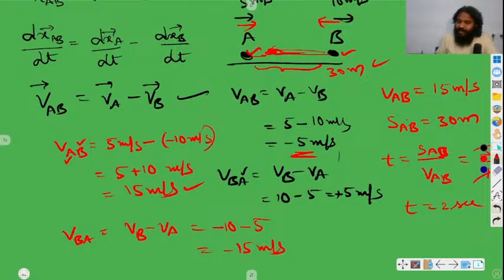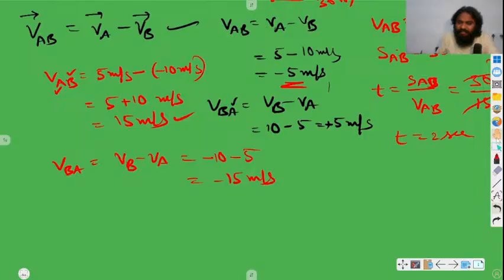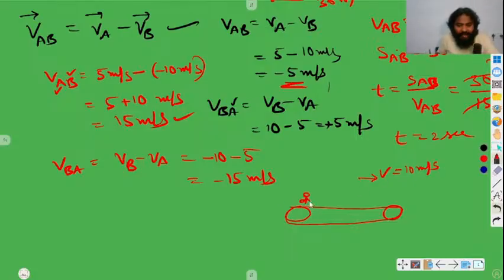Dependent relative velocities, in the sense, for example, just imagine there is a belt like this, moving with velocity v. Like in airports and metro stations, you can see the belt carries the luggage forward. It rotates with velocity v. Just imagine you are on such a belt, moving with v velocity, let me take 10 meters per second. On this belt there is a person.